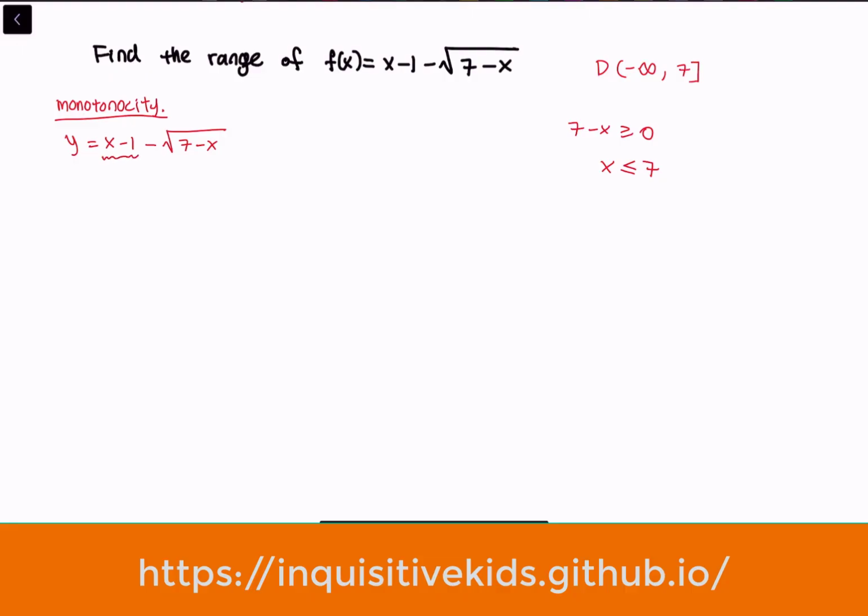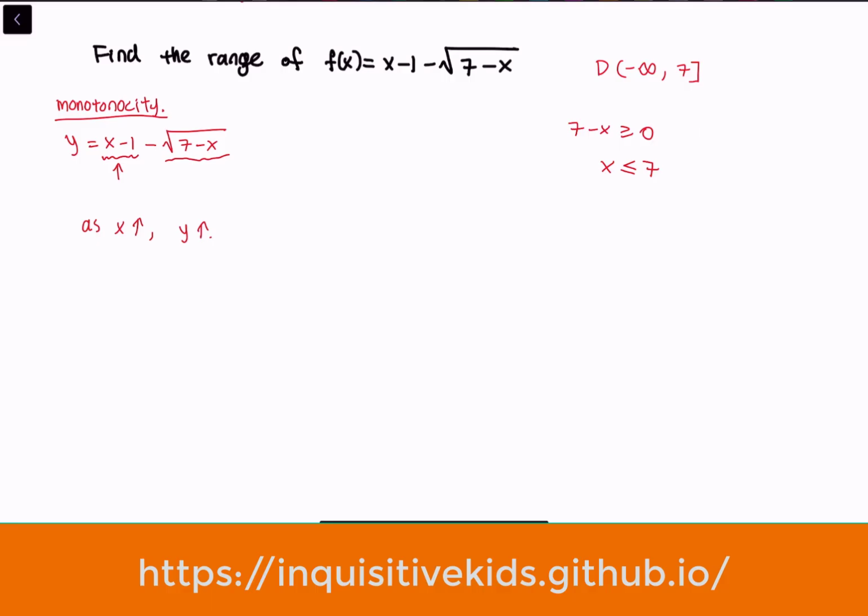If we look at the first half of the function, x minus 1, as x increases, x minus 1 also increases. So it has a monotonicity of increasing. Now what about the second half of our equation? For the square root, as x increases, the square root's value decreases. So as x's value increases, we're subtracting less and less from the first half of the function. Which means that overall, as x increases, y increases.